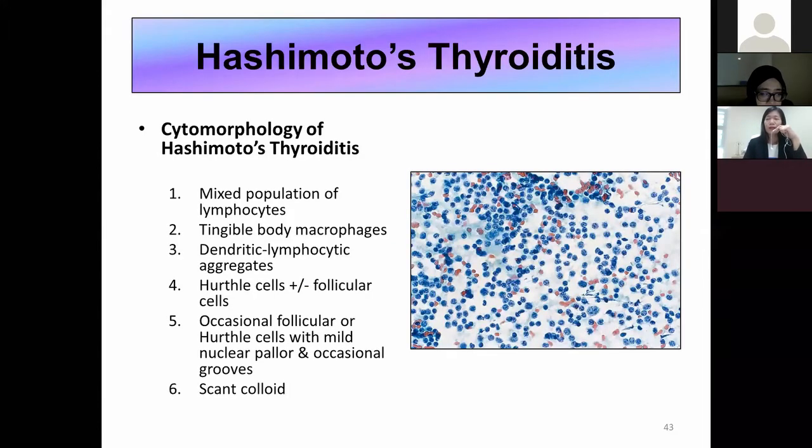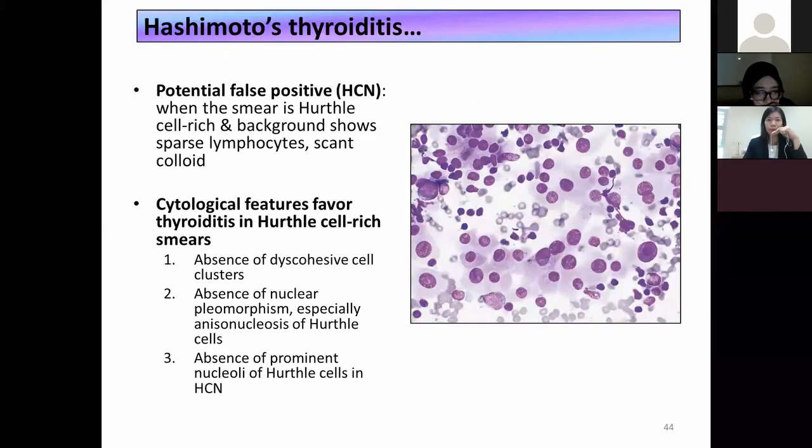Okay, Hashimoto thyroiditis usually, as mentioned by Prof. Sharifa, is very easy. Most Hashimoto thyroiditis we can diagnose cytologically, where they have very typical cytological features with a polymorphic population of lymphocytes, with tingible body macrophages. And Hurthle cells are usually just a minority of the population. You will not see Hurthle cells that much, as well as the follicular cells. At the background, you also will see very scanty colloid as compared to colloid nodule.